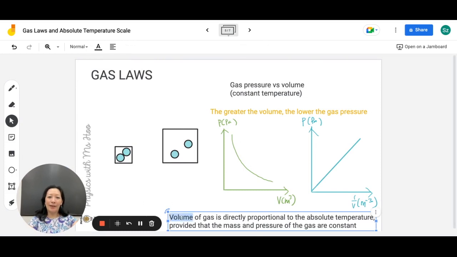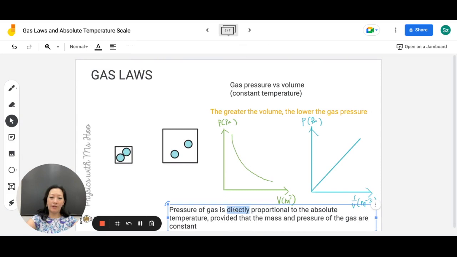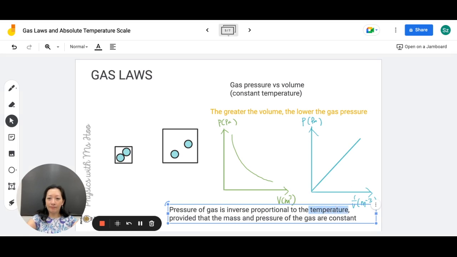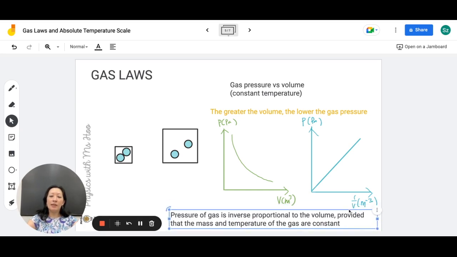So for this one, the relationship, I'm just going to copy and paste because I'm lazy. So we have, in this case, gas pressure. The pressure of the gas is inversely proportional to, well, not the temperature this time, it's inversely proportional to the volume, provided that the mass and temperature of the gas are constant. This is also named after the researcher who discovered this relationship. This is named after Boyle, and that's why this is known as Boyle's law.